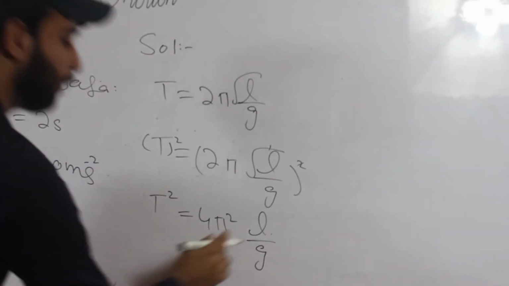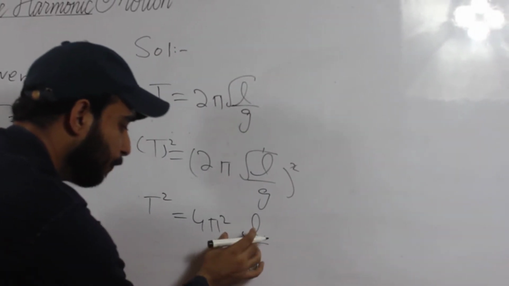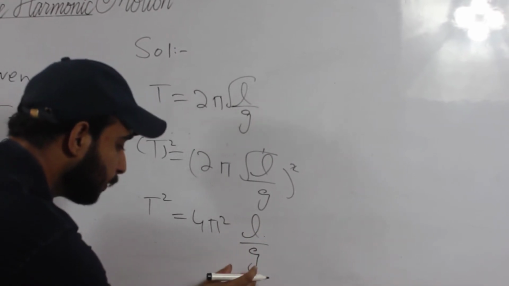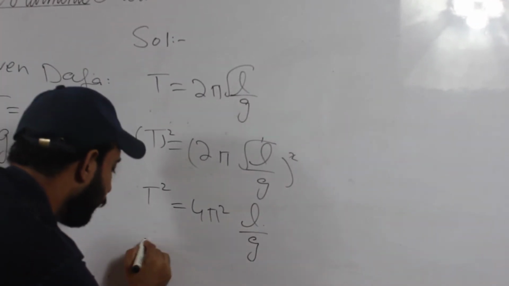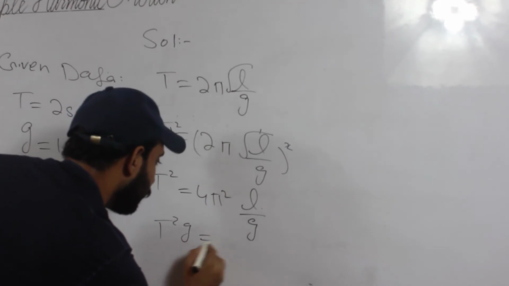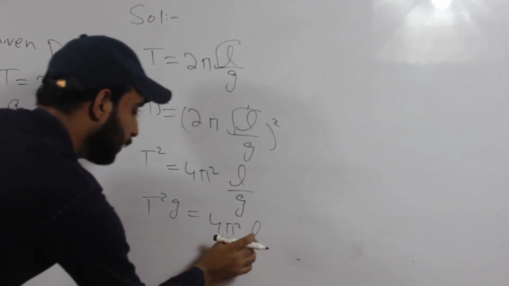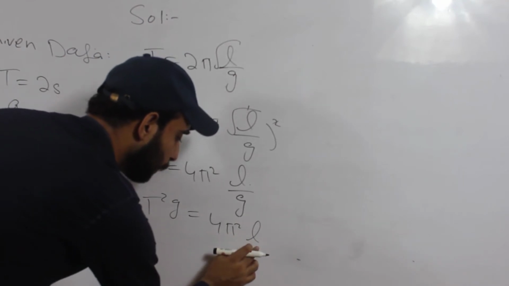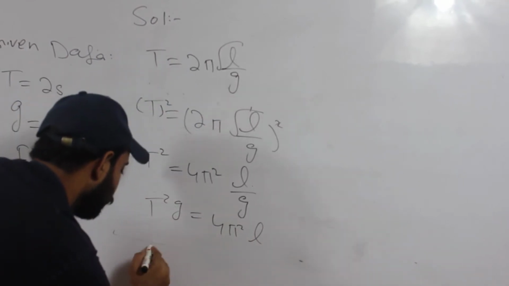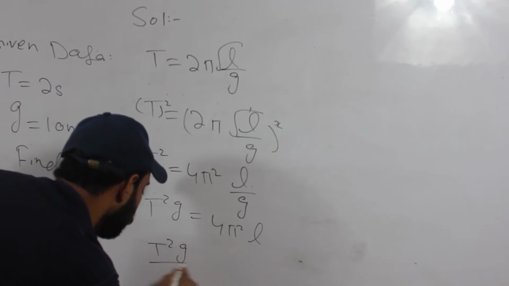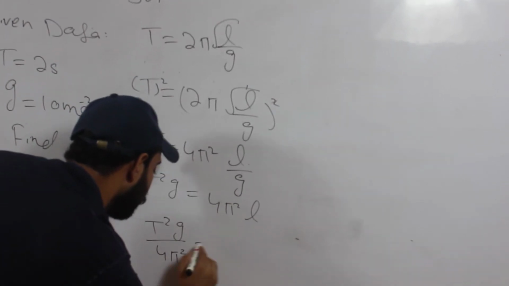What we have to find? We have to find length. So first of all, arrange the formula to find the length. g here is divided, it will be multiplied on the other side. This will remain 4π² L. We have to find length. Length here, 4π² is multiplied with length, so it will be divided on the other side. So this will become equal to length.